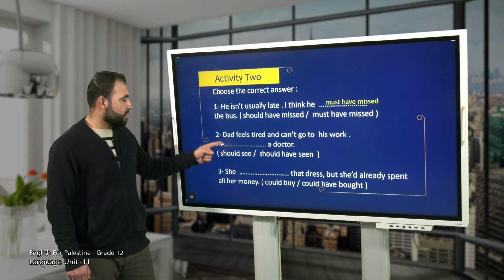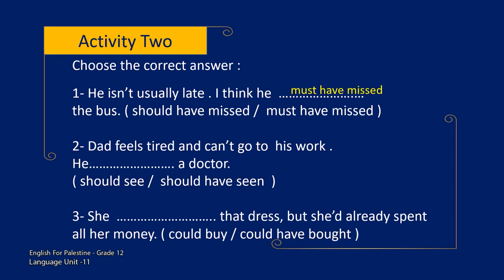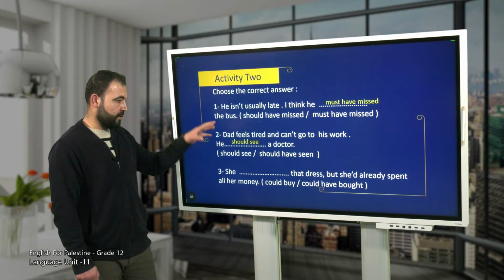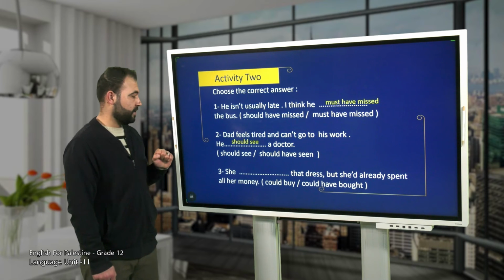Number 2. Dad feels tired and can't go to his work. He blank a doctor. He should see or should have seen. He should see a doctor because it's related to the present.